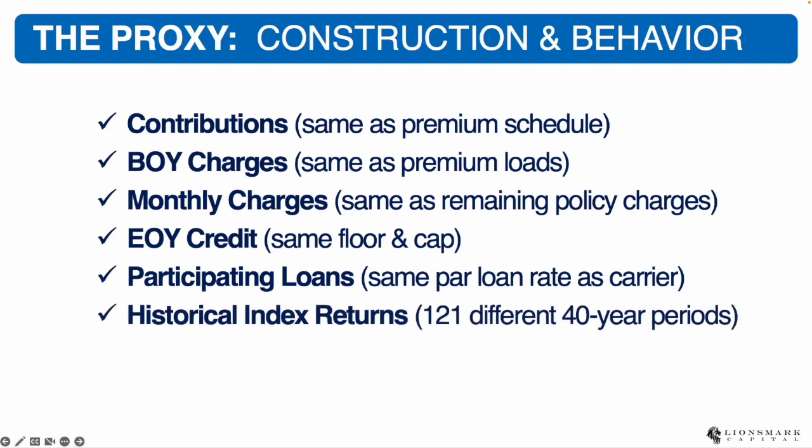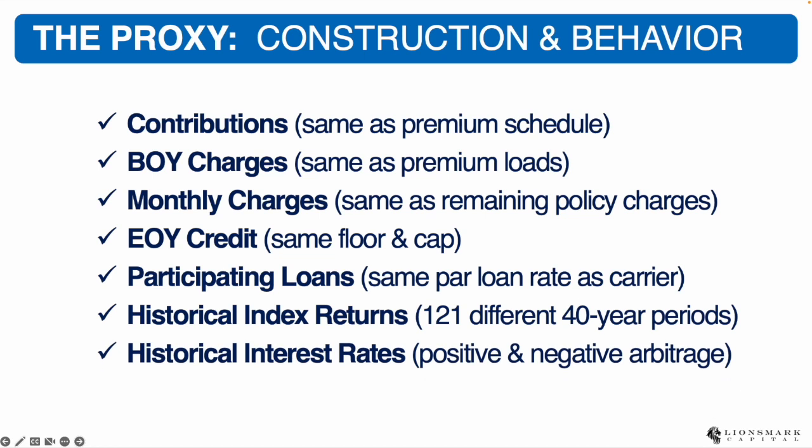And then we backtest this. We use historical S&P 500 returns during 121 different historical 40-year periods, which I know seems like overkill, but we really wanted to be able to explain to the client, these are all the different outcomes that in theory could have existed based on the design of this product with all the volatility. And then lastly, we also can show historical borrowing interest rates.